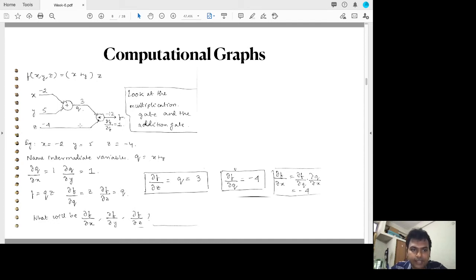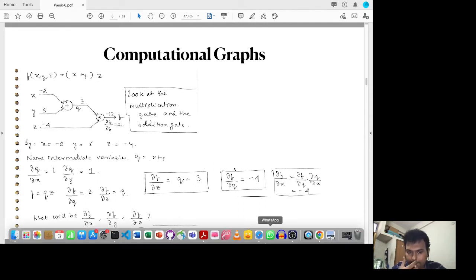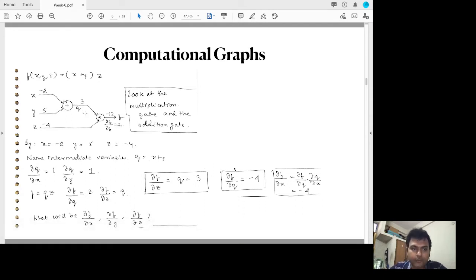Like q and z are multiplied to give f. When you are computing the derivative, you see that the ∂f/∂z, that is the change in the value in this particular variable, is actually governed by q, and the change in the value of q is being governed by z. Is this point clear? Yes, sir.